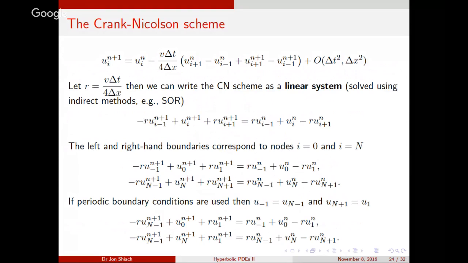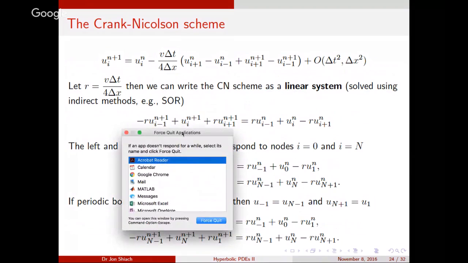So for whatever value of i, whatever your node is, let's say you've got 10 nodes, you'll have 10 linear equations.